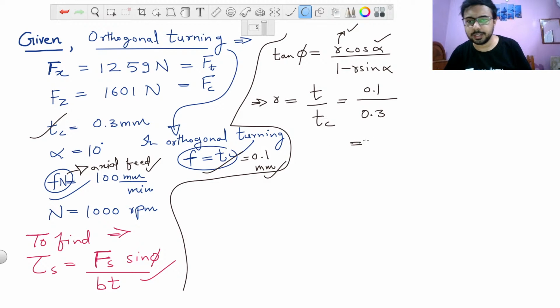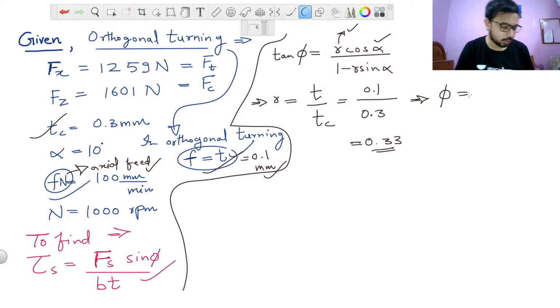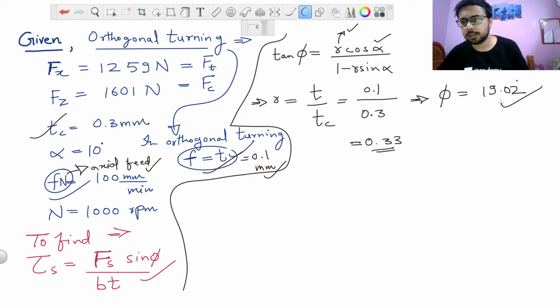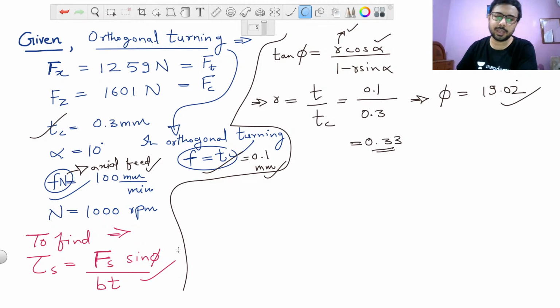So R will be 0.33, and from this R we can calculate the phi. So phi will come out as 0.33 cos 10 divided by 1 minus 0.33 sine 10. So our phi is coming out as 19.02 degrees. So this phi we can use to find the shear strength.